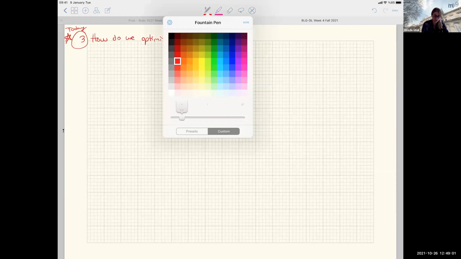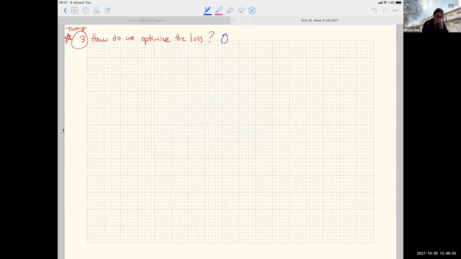So now, today, I said we will mainly work on this part. So how do we optimize the loss? This is our question for today. So we are trying to find theta star, which is the argmin. This is the optimum parameter. Argmin over theta, right? These are vectors, of course, but remember, this is our problem.